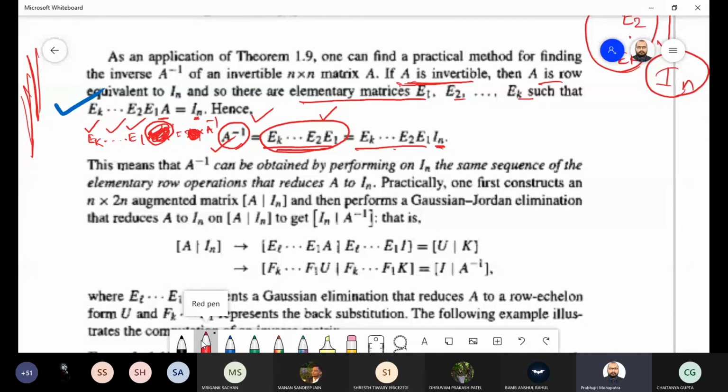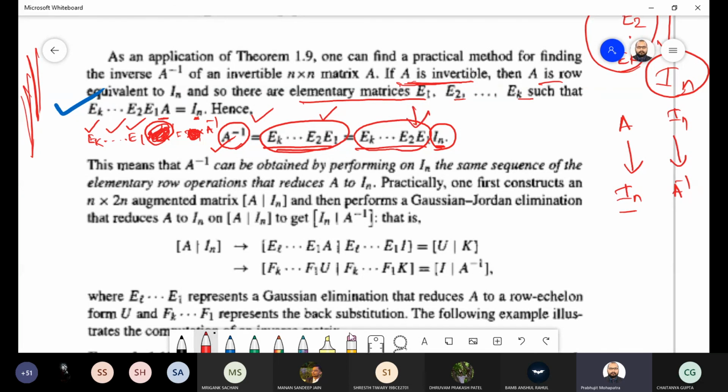But you are doing the operations on whom? You are doing the operations on the identity matrix. So if from A we can get I_n, means the identity matrix, that means from I_n we can get A inverse also. See what it represents.